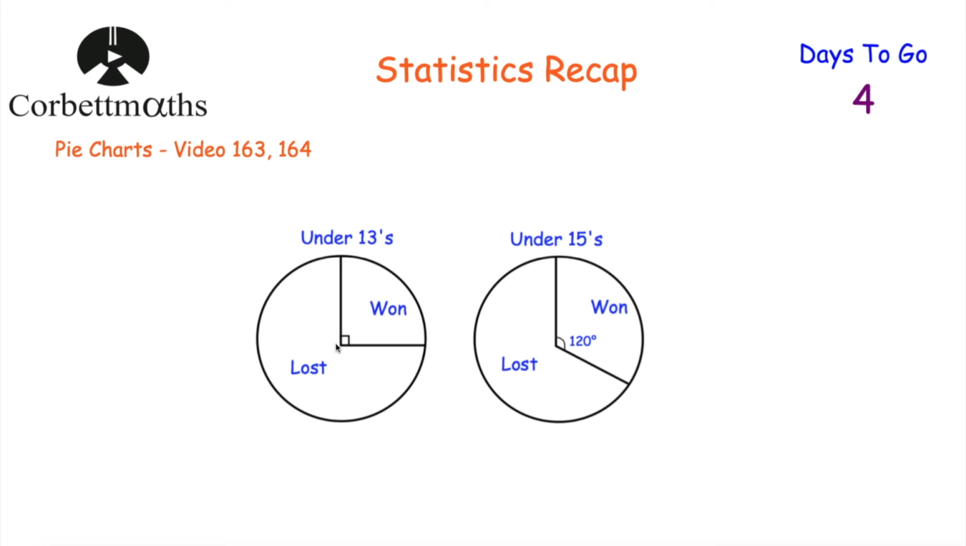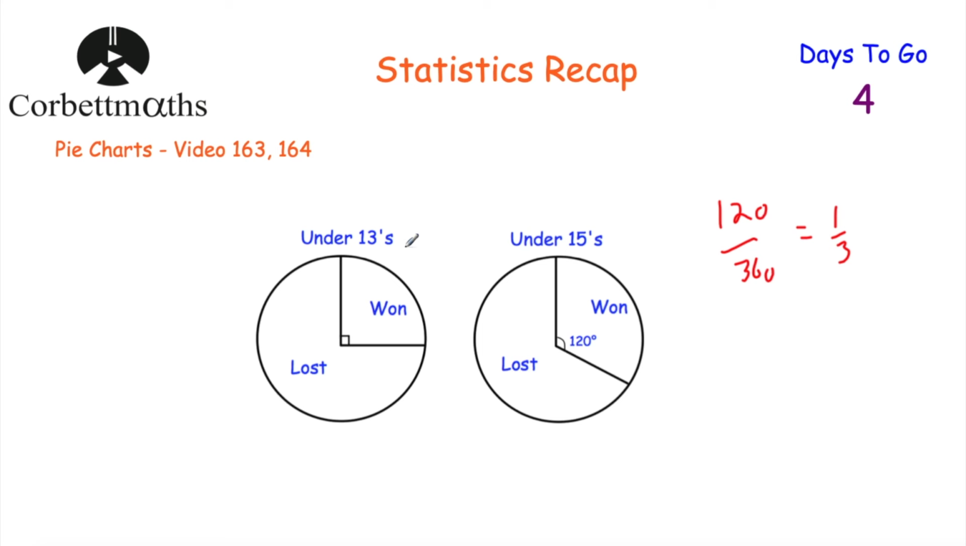of their matches. And if you knew how many they played in total, you could work out how many they won and how many they lost. Likewise with the under 15s, in terms of this sector, it's 120 degrees. If you do 120 over 360 and cancel that down, it cancels down to be a third. So that means that they won a third of their matches, and then that means they lost 2/3 of their matches. And again, if you knew how many matches they played, you could then work out how many they won and how many they lost.